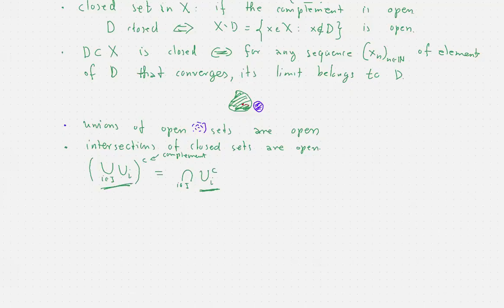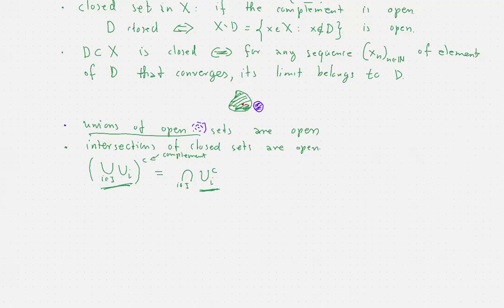And actually, the fact that unions of open sets are open is quite straightforward, because if you can move around a point, have a ball that allows you to move around in it in a set, certainly that will remain true if you pass to the union.